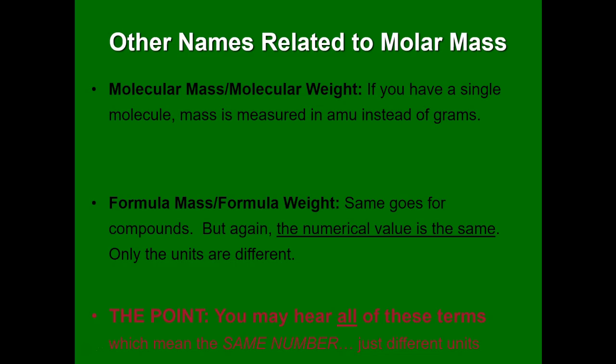Formula mass and formula weight are similar. The numerical value is going to be the same. If we're talking about individual molecules, we're talking about AMU. If we're talking about a mole of the substance, we're talking about grams, but the actual number is going to be the same. The point is that you may hear me say all these terms, you may read all these terms, but you're always talking about the same numerical value. One may be talking about a mole and one about a molecule, so the units would be different. In the case of a molecule, it would be AMU. In the case of a mole, it would be grams.